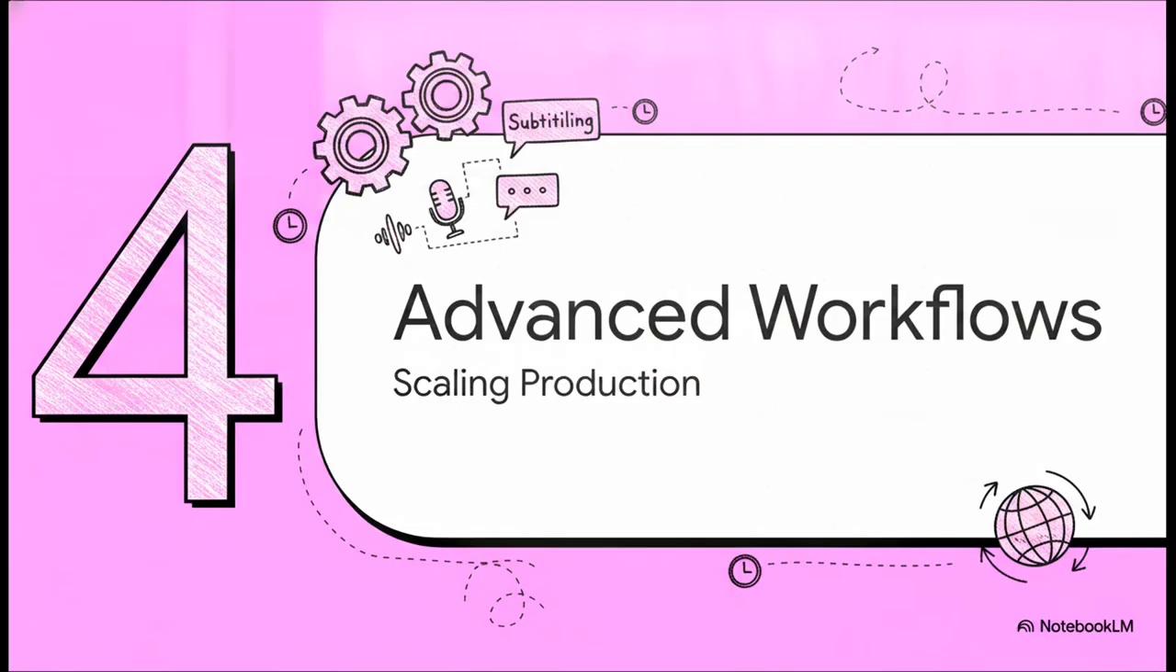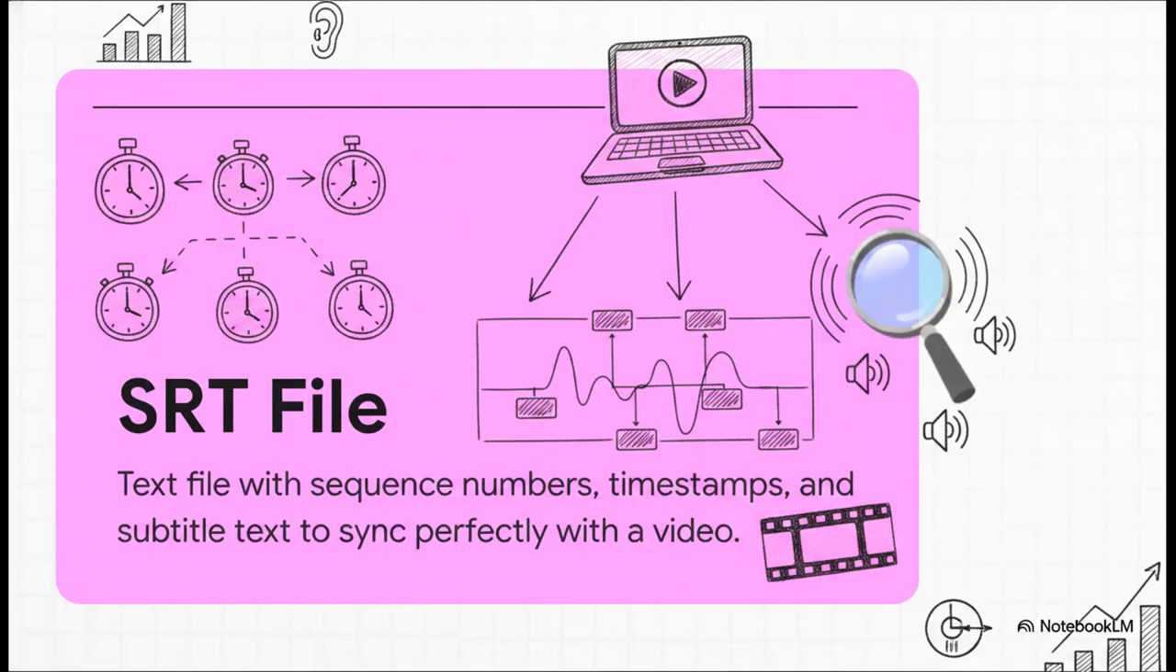Time to level up with Section 4, Advanced Subtitling Workflows. Okay, if you are producing content at scale, you absolutely have to know about the SRT file. This thing is the absolute gold standard for subtitling. What it does is beautifully simple. It's a text file that contains a sequence number, the exact start and end timestamps down to the literal millisecond, and your actual text. It locks your words perfectly to your audio track.